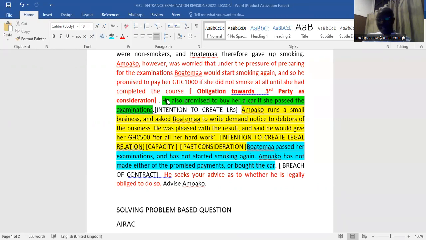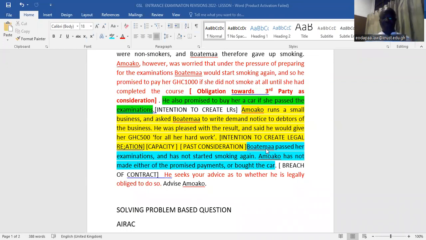I'm told that my battery is running low, so anytime my laptop will go off. And for that matter, I'm going to end the class. I was going to move to the last bit, the conclusion. The conclusion, that is, we are asked to advise Amoako. We haven't advised him yet, so let us keep that in mind. We haven't advised Amoako yet.